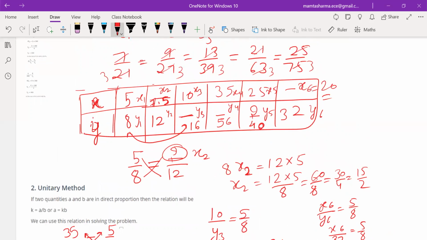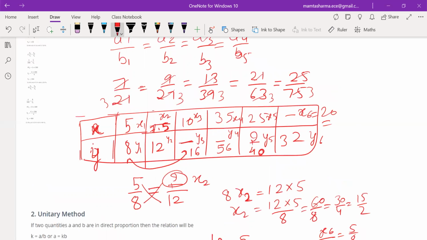So in this way, only equate the ratio. That's it. Nothing to do. Equate the ratio, cross multiply, and get the unknown. Okay, is this clear? Every time equate all the ratios with the first ratio only, because the first ratio is the given.